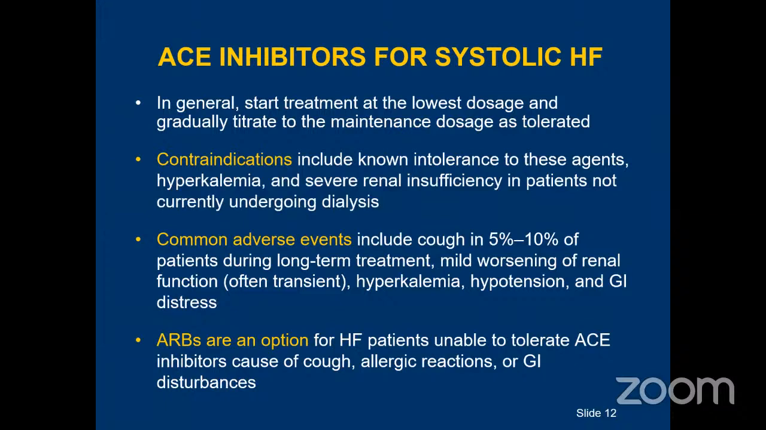Common adverse events, we know the most common one is cough, which occurs in 5 to 10% of patients during long-term treatment, and mild worsening of the renal function, which is often transient. Hyperkalemia can also be an adverse event, along with hypotension and GI distress. When do we consider the ARBs as an option, angiotensin receptor blockers? So when a patient is unable to tolerate the ACE inhibitors due to the following adverse effects I mentioned, like cough, allergic reactions, and GI disturbances, then that's the time we should consider an ARB.